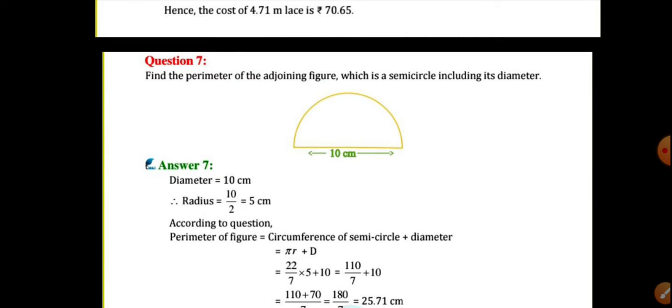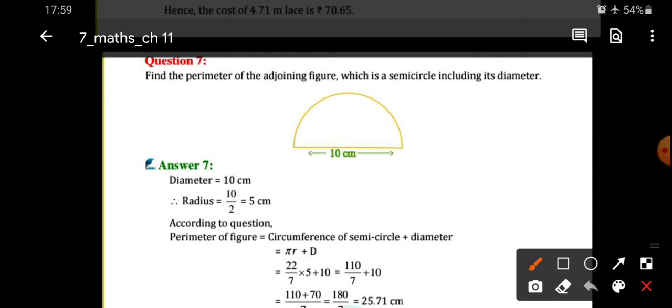As you can see, at first sight you will find that it is very difficult, but it's very easy. Now let me explain how to find the perimeter. You have to find the perimeter. It means this is the length. What is the length of this line? 10 centimeter, and that is the diameter of this circle also.